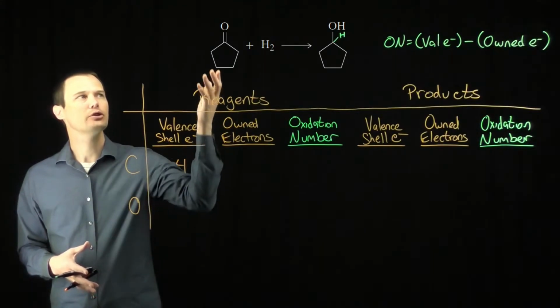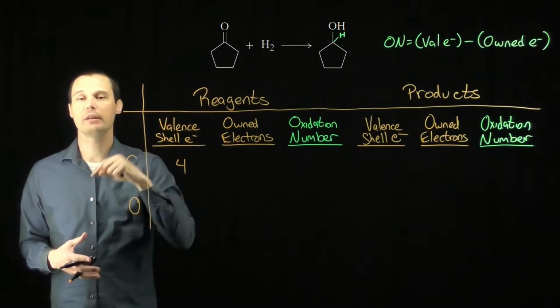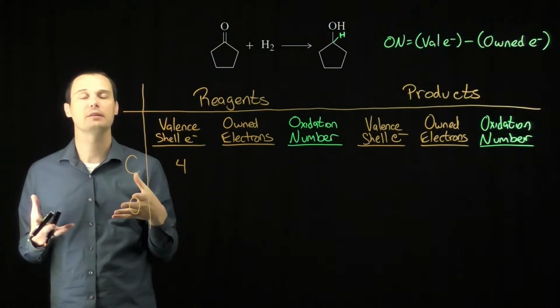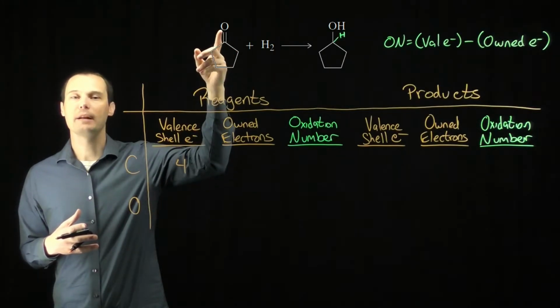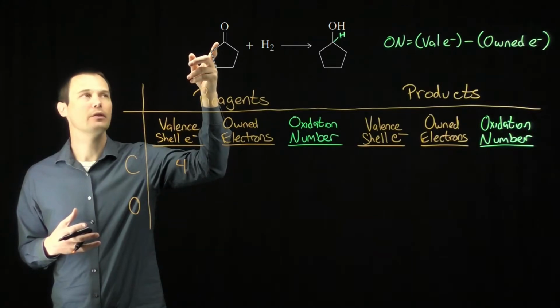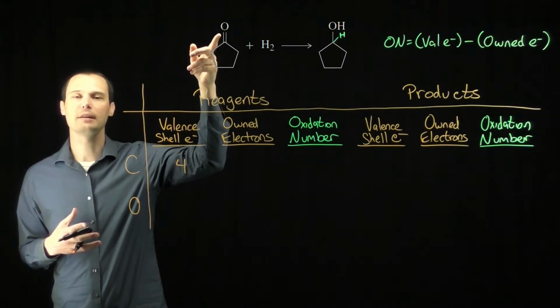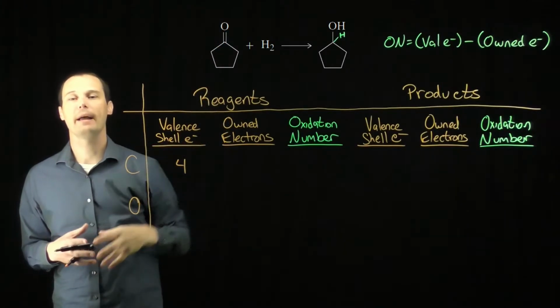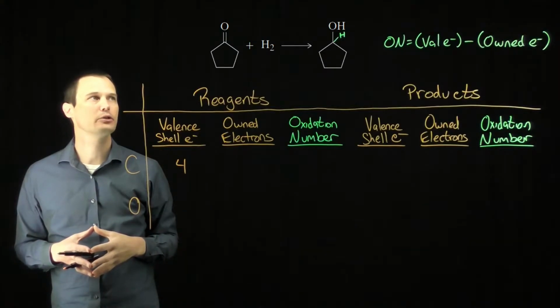Carbon wants 4 electrons in its neutral ground state configuration. In this particular structure, the number of electrons it owns depends on the electronegativity of the atom that it's bonded to. Carbon is bonded to oxygen. Oxygen is more electronegative than carbon, so the 4 electrons in the double bond are all owned by oxygen. Carbon does not own any of those electrons.